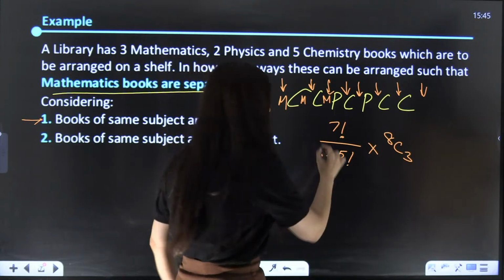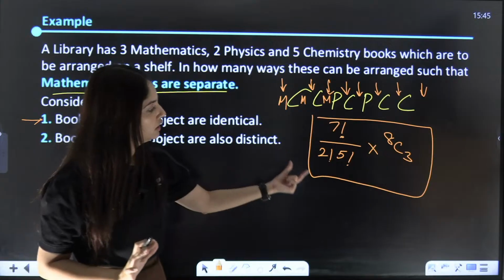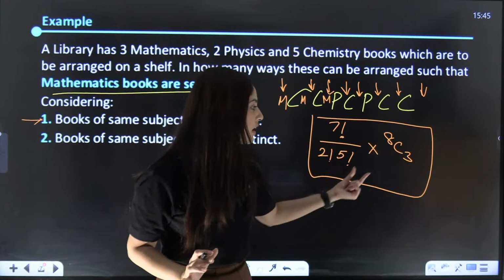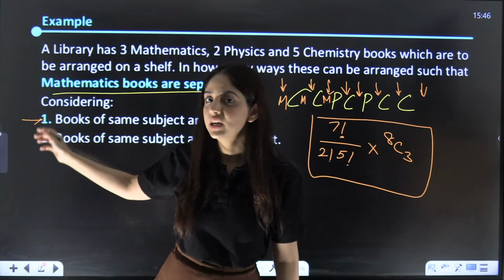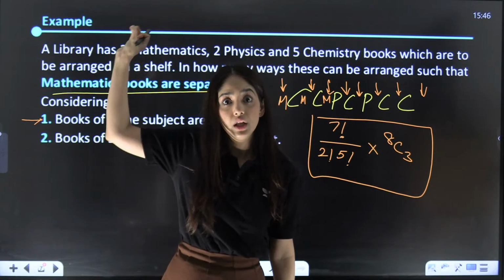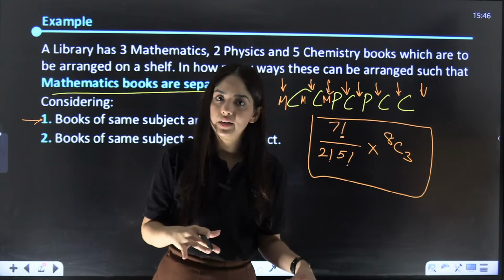Okay. So this is how you get your 7 factorial by 2 factorial, 5 factorial into 8C3, the number of arrangements such that, first of all, maths books are identical to each other, physics books are identical to each other, chemistry books are identical to each other.